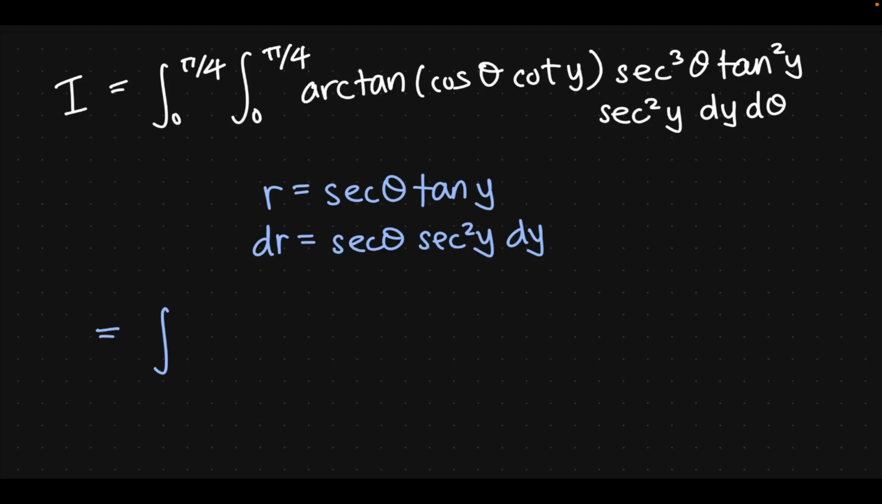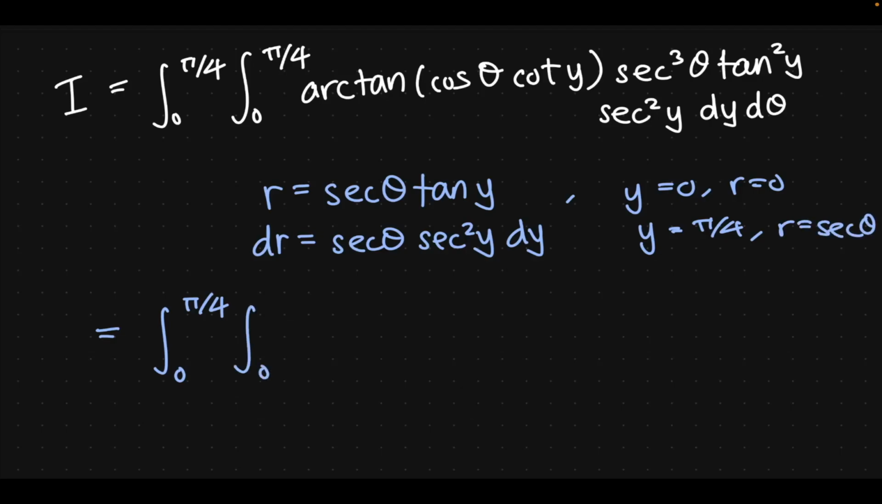the bounds of integration. The theta bounds are the same, 0 to pi over 4. But when y equals 0, we have r equals 0. When y equals pi over 4, we will have tangent of pi over 4, so r will just be secant theta.